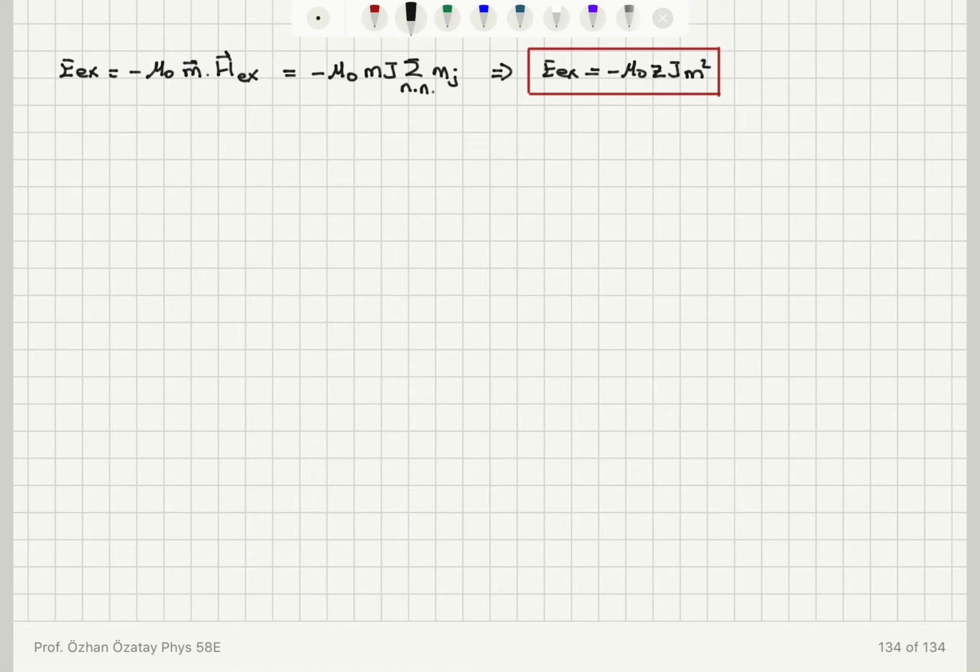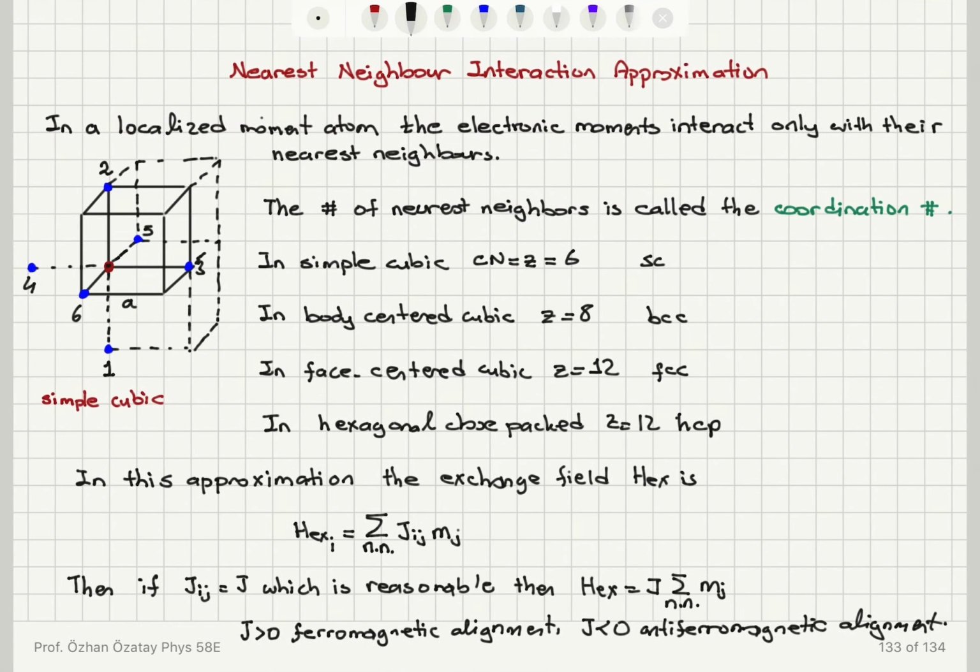So this is assuming the magnitude of m sub i moment is equal to the magnitude of m sub j for all i and j. That means I'm assuming identical atoms.